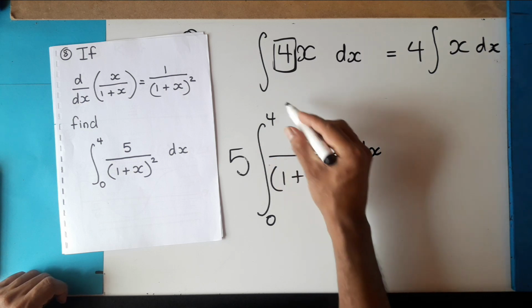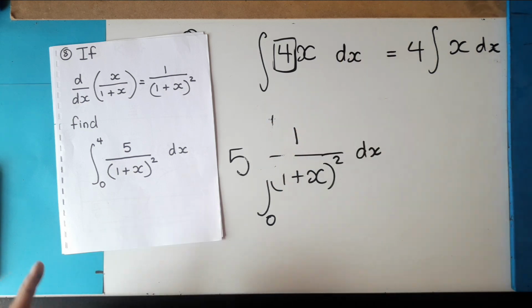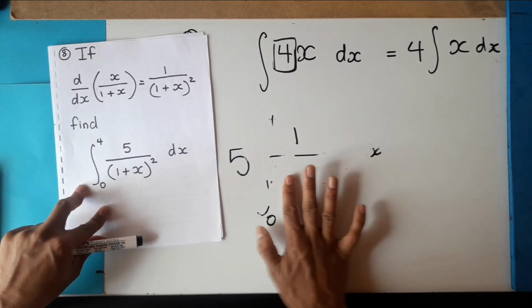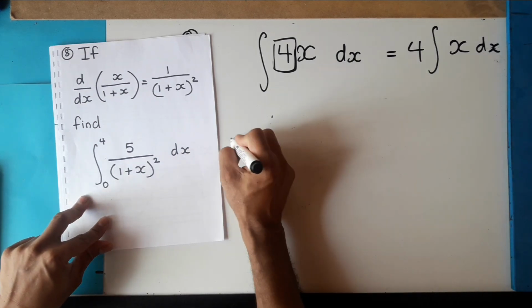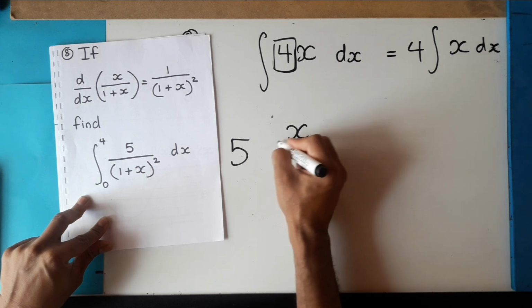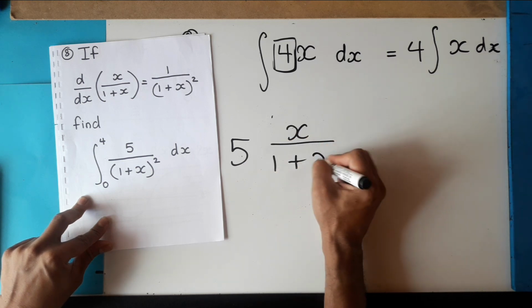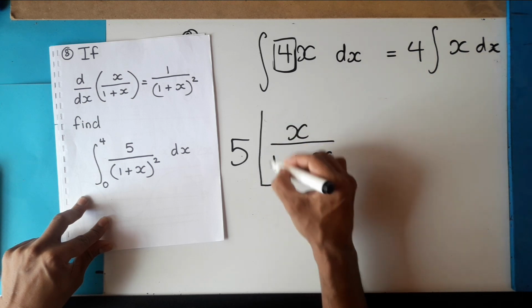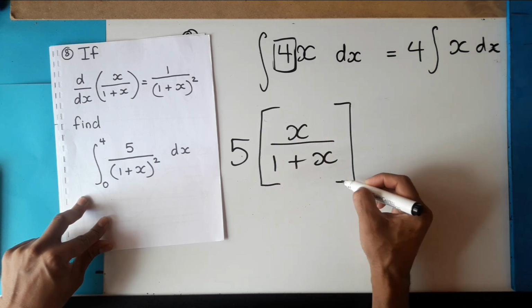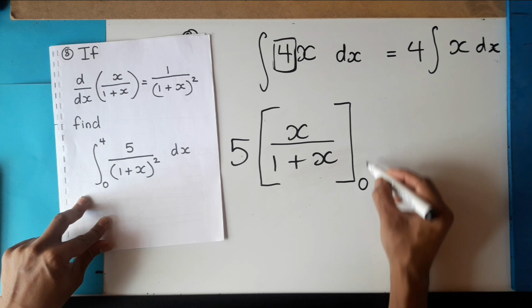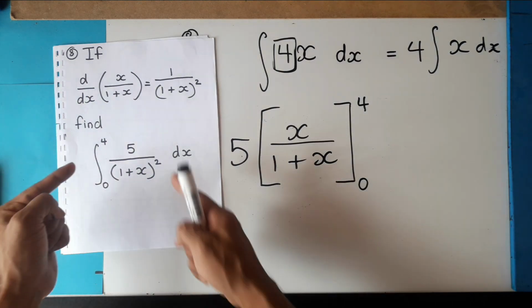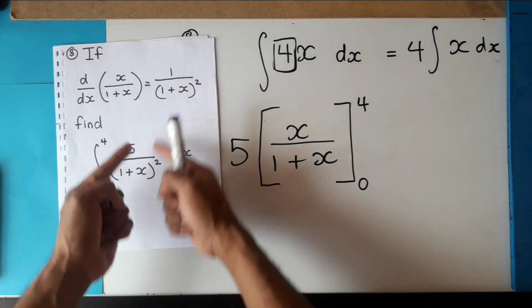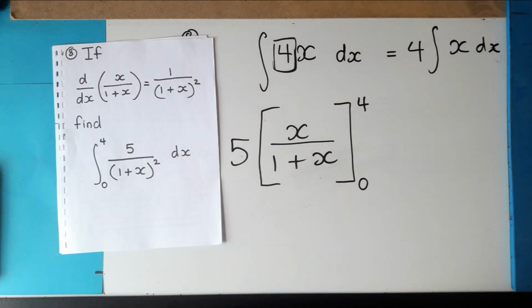So that means if we integrate this expression here, we will get x over 1 plus x. And don't forget to put the square brackets because we just finished integrating. And the limits are 0 and 4. Right, so you see the relationship between this and this. It doesn't look the same until we factorize out the 5. Then it looks the same here.